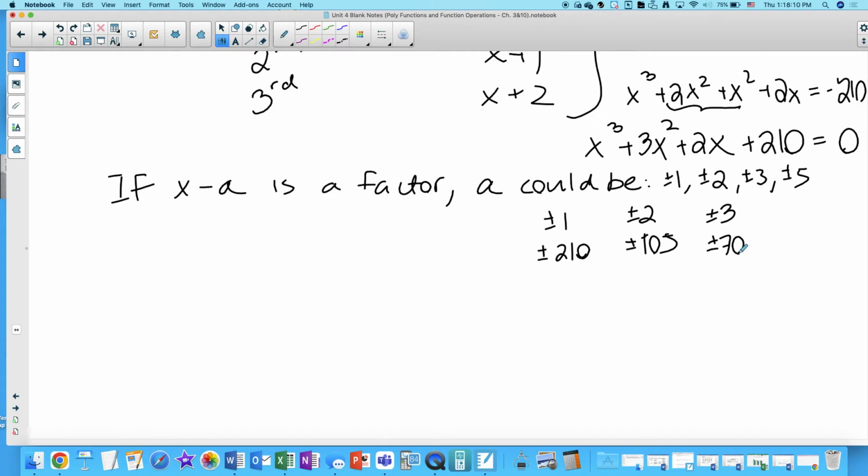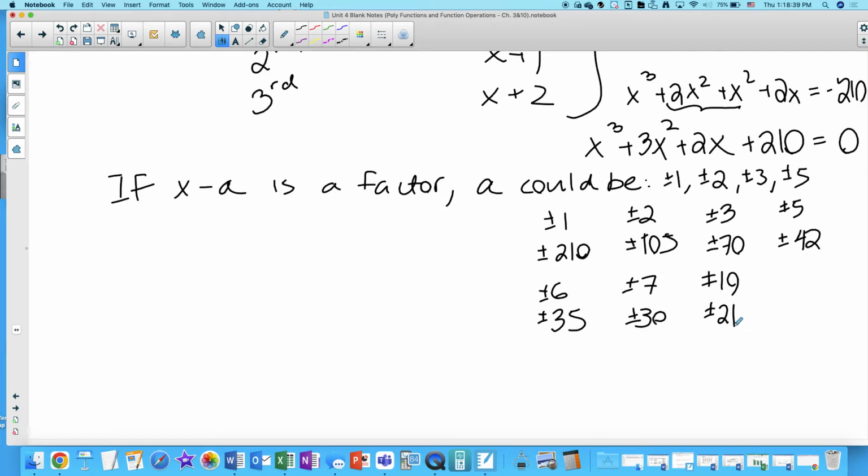Plus or minus 42. 6 works. 35, yes. Plus or minus 6, plus or minus 35, plus or minus 7, plus or minus 30. 8 doesn't work. 9 doesn't work. 10 works. Plus or minus 10, plus or minus 21.